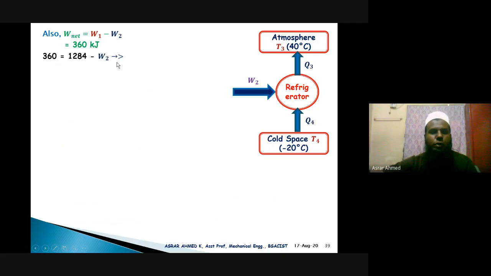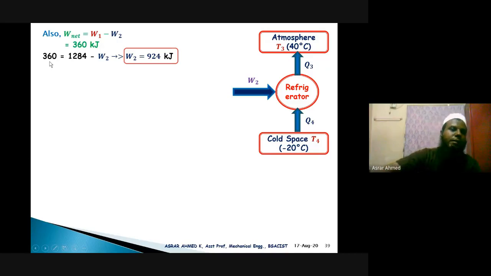So what will be W2 then? W2 is equal to 924 kilojoule. This is the work which is being consumed by the refrigerator to transfer the heat from minus 20 degrees centigrade to 40 degrees centigrade. Out of the total 1284, 924 has been consumed by the refrigerator. The remaining is 360 kilojoule. So the remaining net work is 360 kilojoule. Now we have got W2.